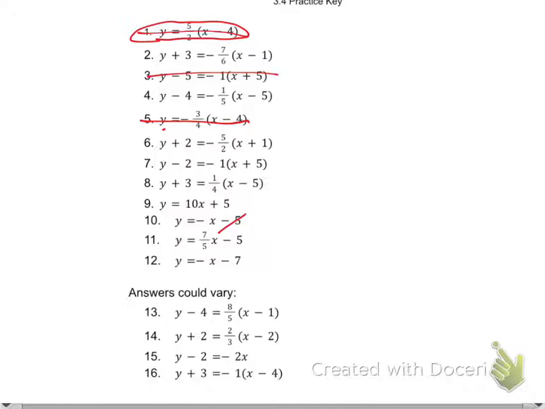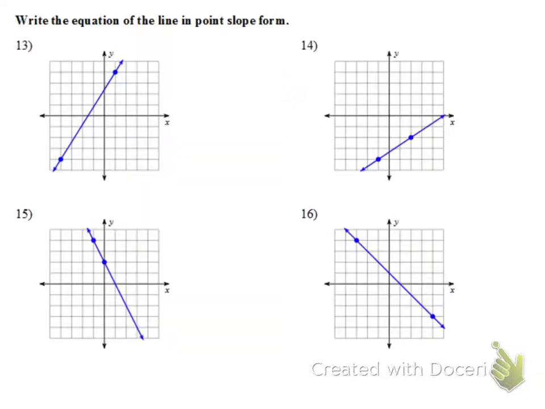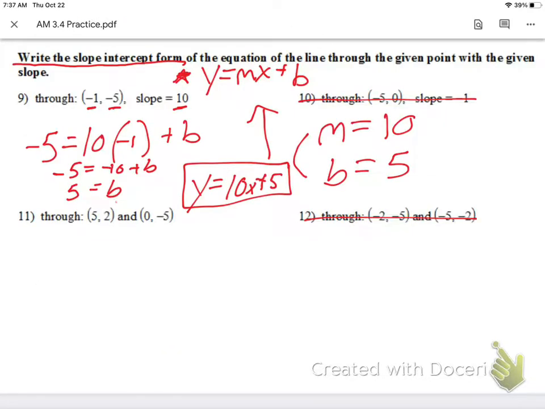And if we go to number 9, y is equal to 10x plus 5. I didn't do number 7. If you feel like you need help with that one, just email me. All right, number 11. We already know what the answer is, but we got to show our work, right?